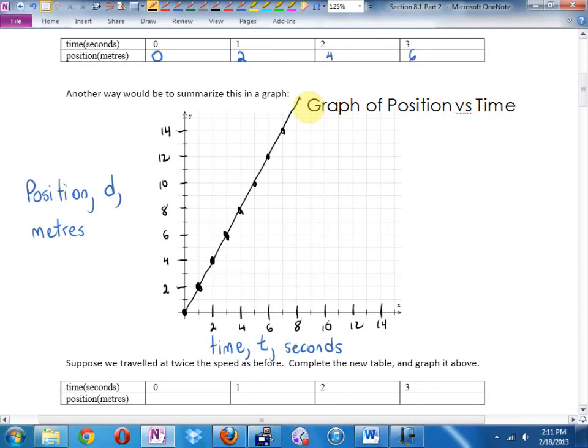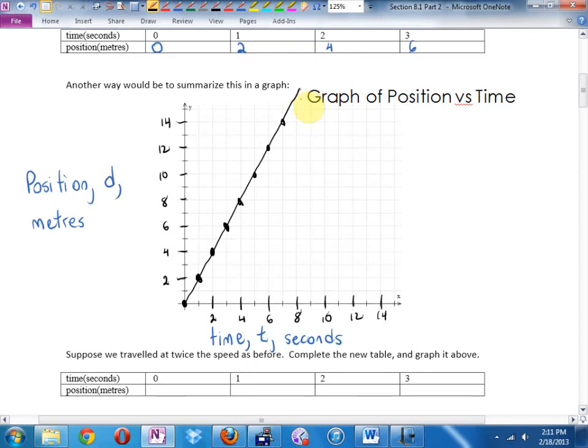With me so far? We've taken a table, and Miller, we've tried to make it a picture. Why? Our brains are better at spotting visual patterns than they are at spotting numerical patterns. All right, now we're going to put our thinking caps on for a second. Suppose I traveled at twice the speed as before. Complete the new table, and we're going to graph it on the same graph.